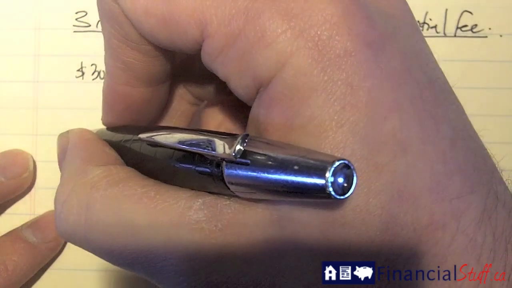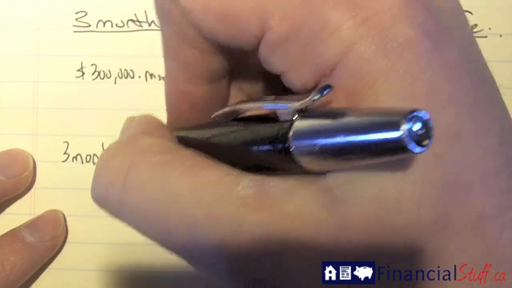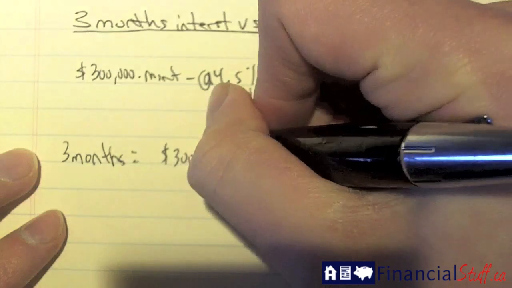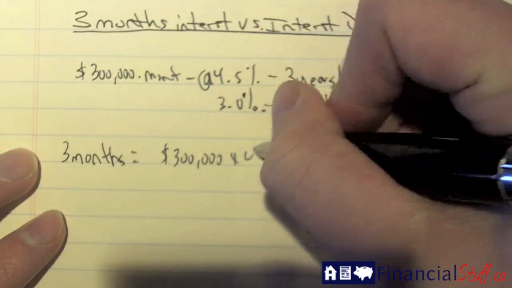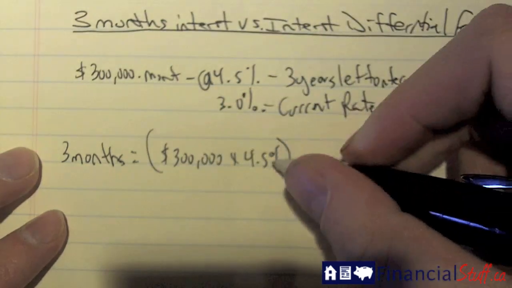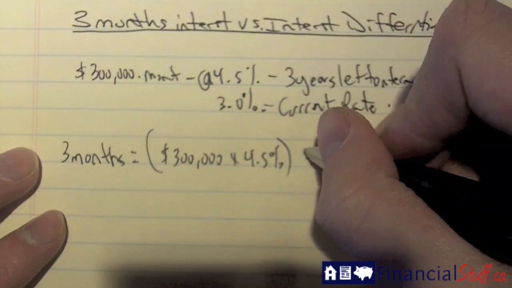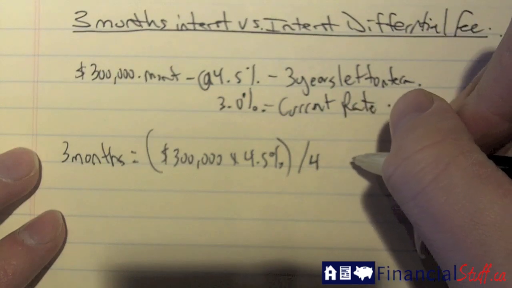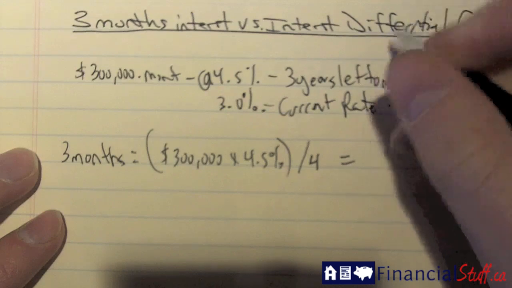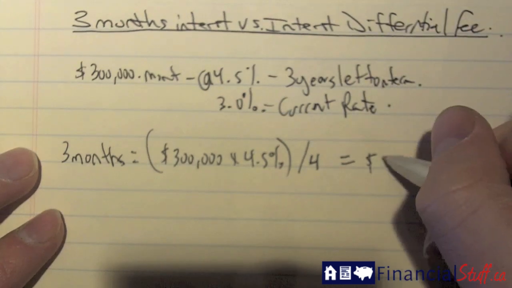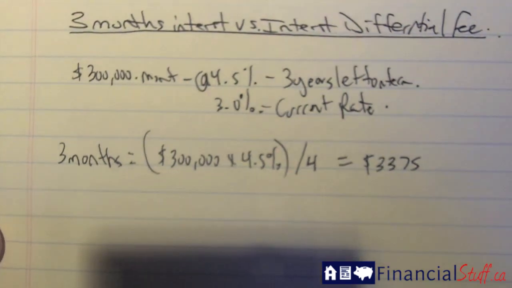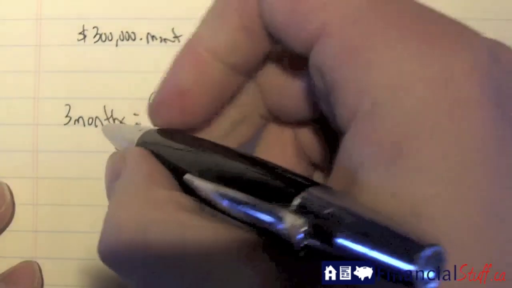So let's calculate 3 months interest. It's pretty simple. You take $300,000 times 4.5%. This number will give us our annual interest, and if we divide that by 4, there's 4 3-month periods, that will give us our 3-month interest cost. So in this scenario, it would be $3,375.